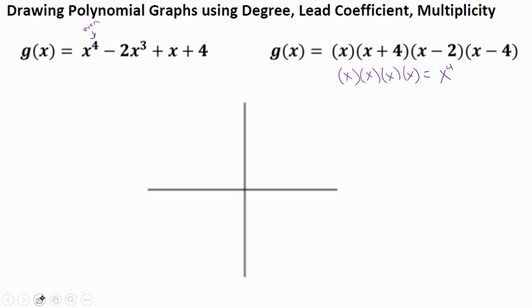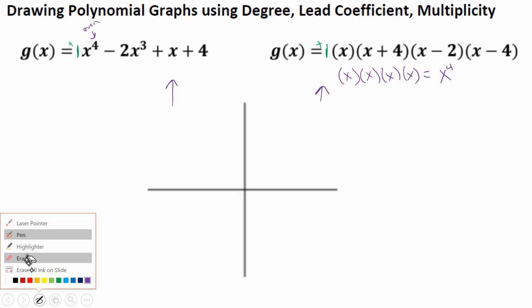All right, so the next thing we're going to look at is our leading coefficient. Our leading coefficient on both of these is positive because there's not a negative sign there. So once again, we know they're both going to have a positive end behavior. And since they're even, they're both going to go in the same direction. All right, so let's go ahead. I'm going to erase this real quick.